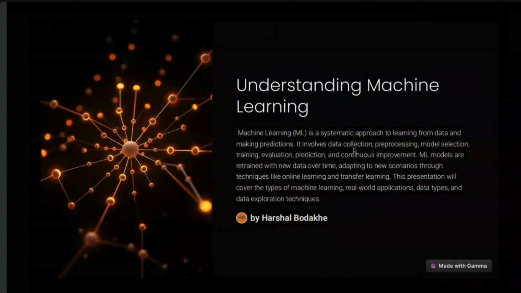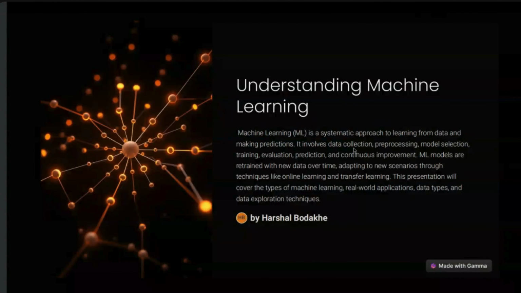Okay, so let's see the introduction of machine learning. Understanding machine learning: machine learning is a systematic approach to learning from data and making predictions. It means we take insights from the data. What is meant by insight? Insight means useful information, and from that we do some analysis on the data.